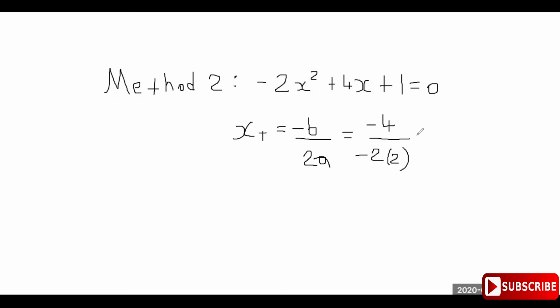Okay. So this would be 1. That's the x value at the turning point. And then to get yt now, yt is equal to 4ac minus b squared over 4a.